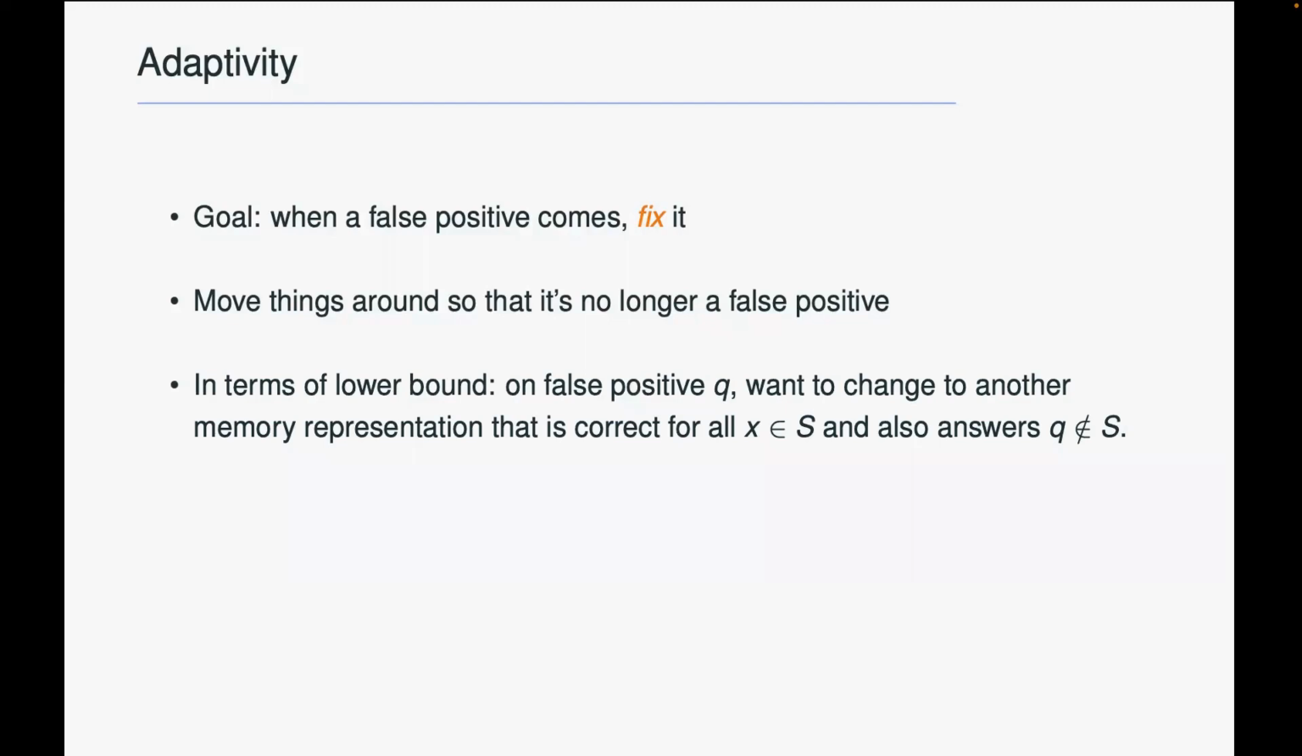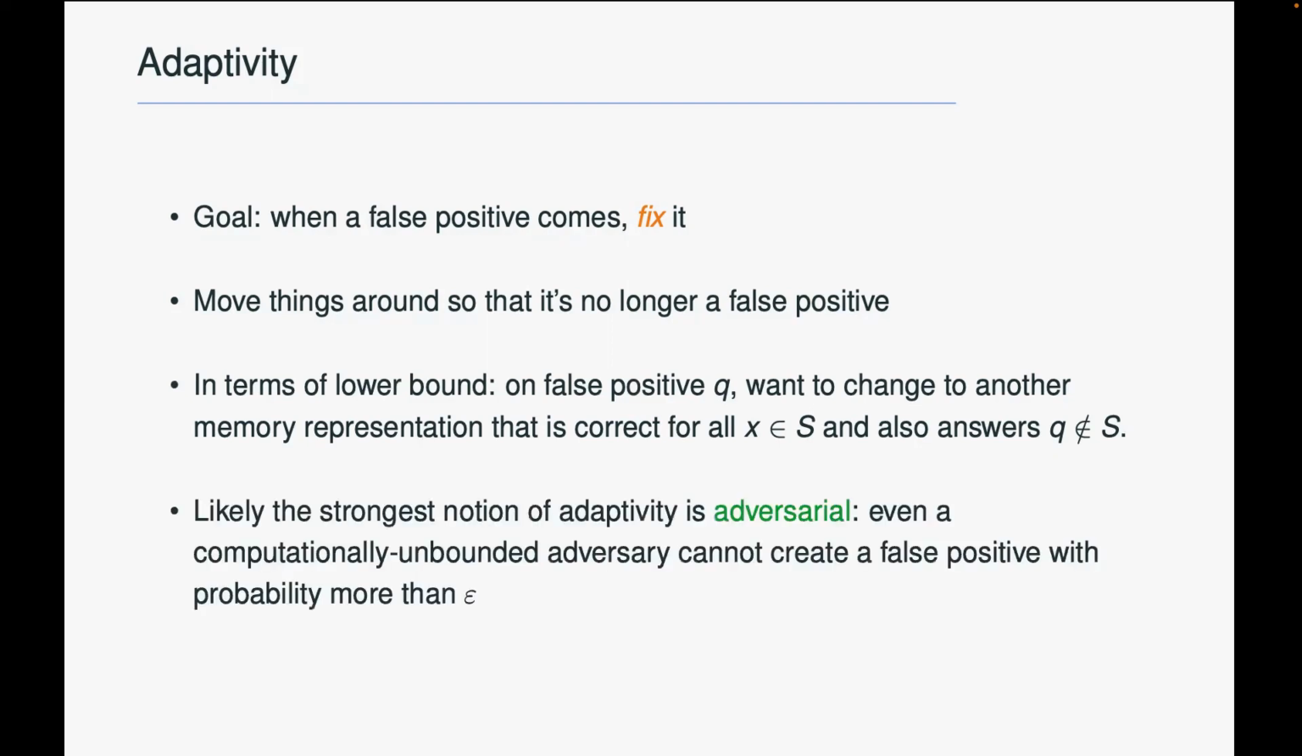So in terms of the lower bound we saw on a false positive Q, we want to change to another memory representation so that we're still correct for all items actually in our set, but is also correct on this item Q. It answers Q, not in S, for some reasonable probability. In terms of formalism, I think the strongest notion of adaptivity is adversarial. So a computationally unbounded adversary cannot create a false positive with probability more than epsilon.